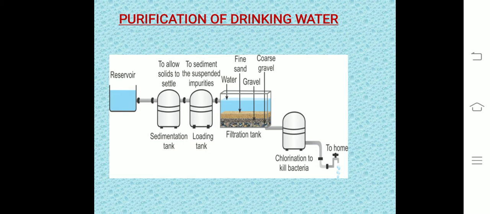Further, sedimentation tank sends this water to the loading tank in which further suspended impurities are allowed to sediment, and after that water is allowed to move to filtration tank. Filtration tank consists of 3 levels: fine sand, gravel and coarse gravel, in which water is filtered, and finally that filtered water is chlorinated in order to kill bacteria, and from this chlorination tank water is supplied to homes.